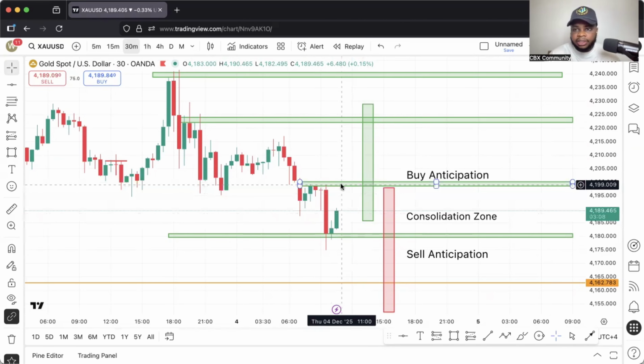To have a resistance zone and a support zone over here. And in the next 4 minutes is London open. So let's just be patient. We don't need to do anything.